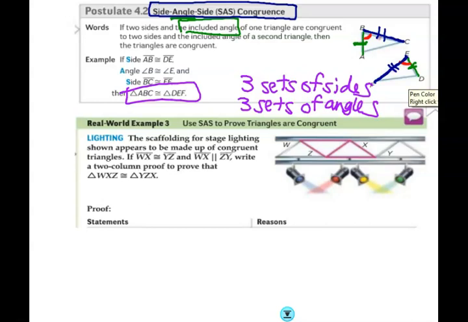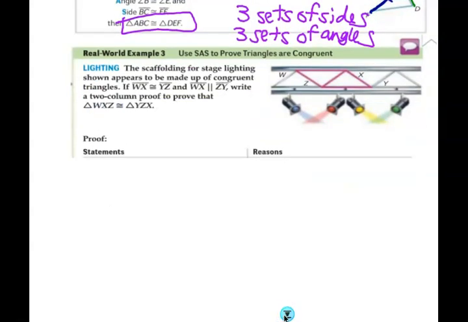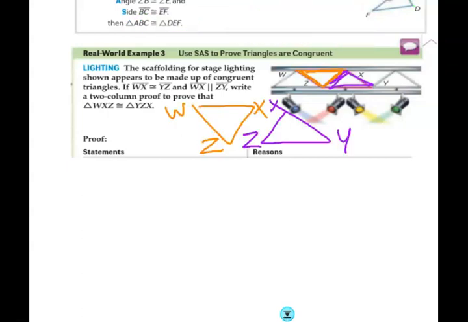All right, so the scaffolding for stage lighting shown appears to be made up of congruent triangles. So we've got to look at these triangles. So let's write down the information we know based on what's given, and then we can make a plan. All right, so WX and YZ. I colored it so it was easier to see what we were talking about. So we're talking about the orange one right here and the purple one right here.